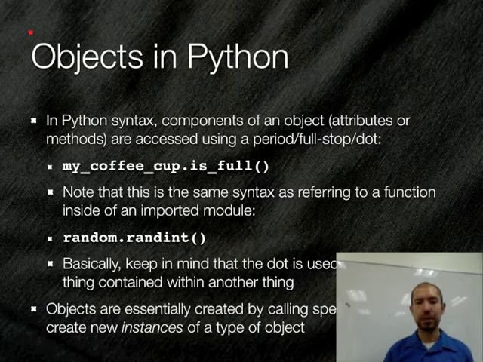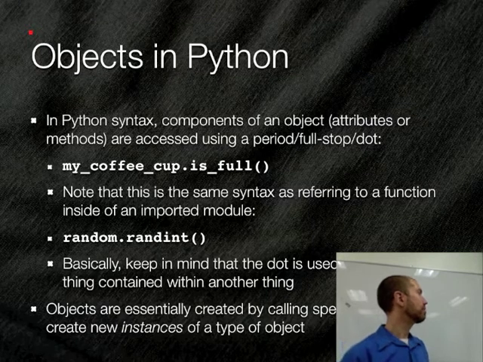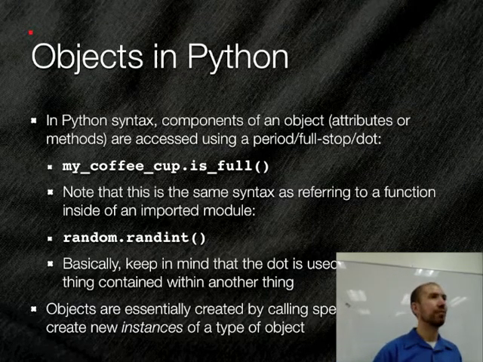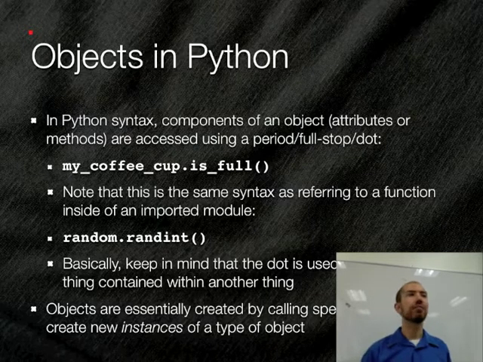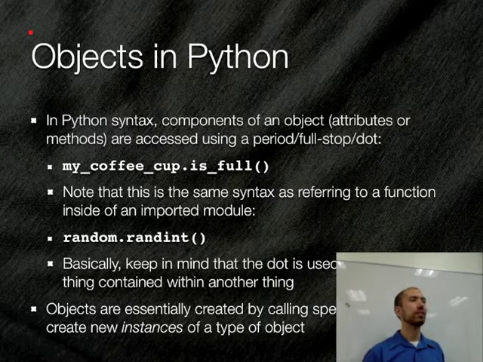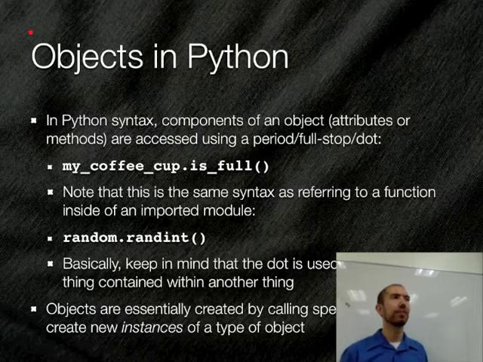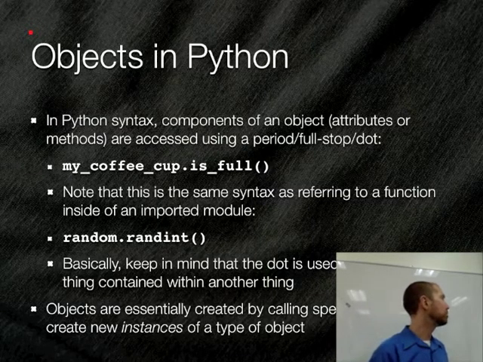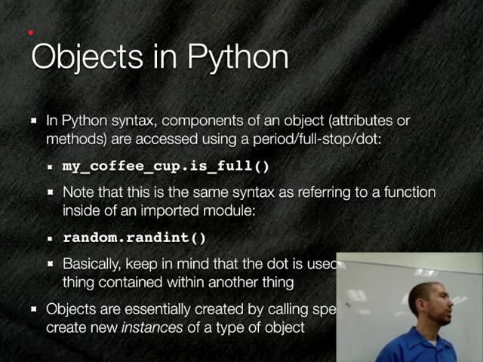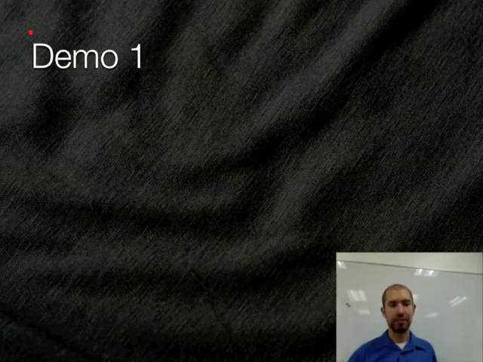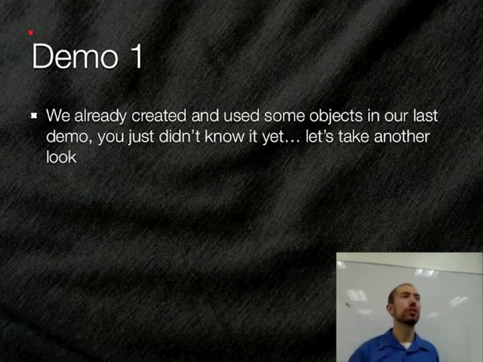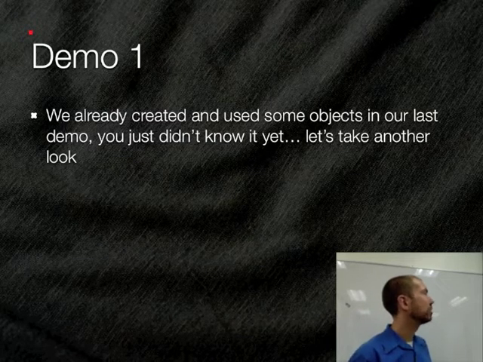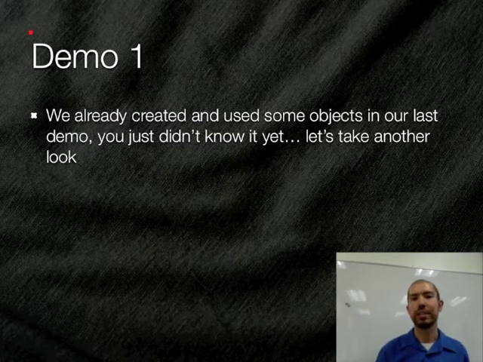Okay, and the way you create objects is basically by calling very special functions that create what we call new instances of a type of object, right? So, you can have more than one of a single type of object. You can have more than one coffee cup, you can have more than one window, you can have more than one of lots of things. So you call these special functions that create new objects when you want to make one. And the first demo here is just looking at the code we made last week, because we already created and used a bunch of objects in our last demo. We just didn't know it yet necessarily.